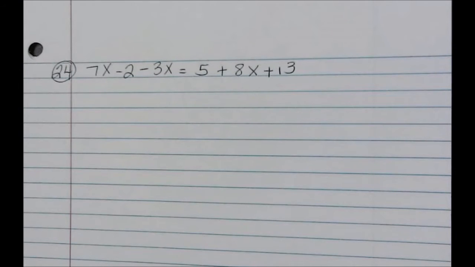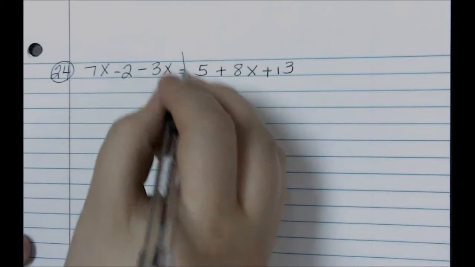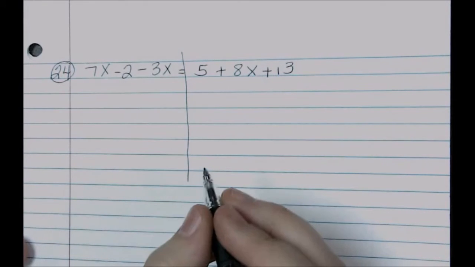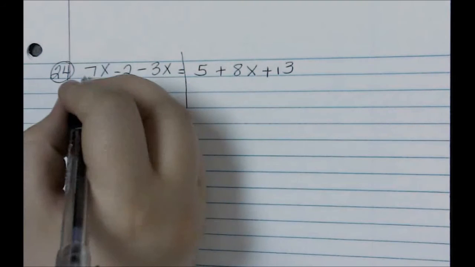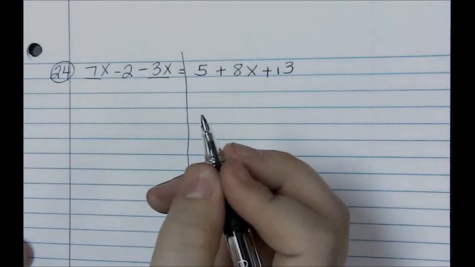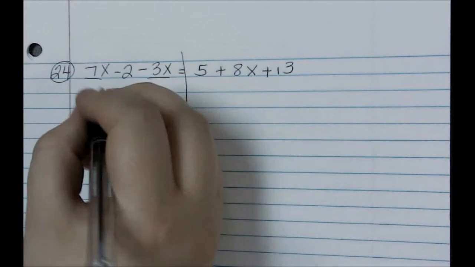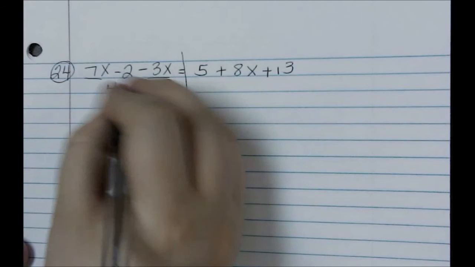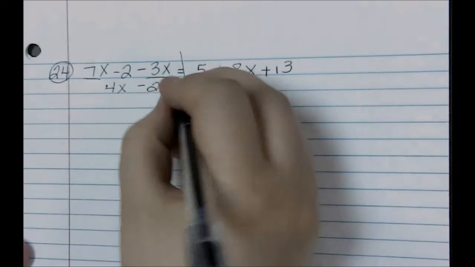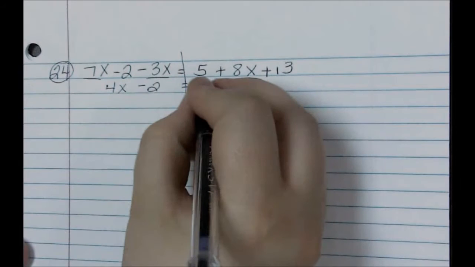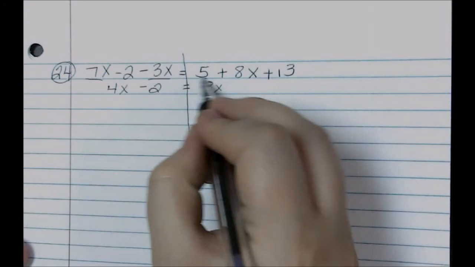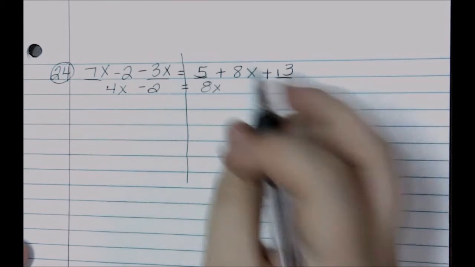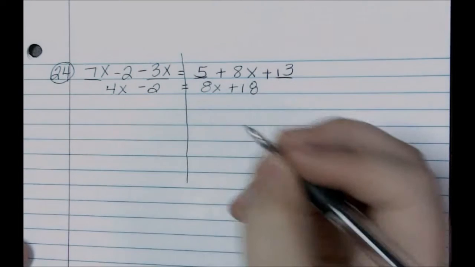So on problem number 24, this one's a little bit more difficult, so I'm going to go ahead and draw our line just to make sure we know where our left side is and where our right side is of our equal sign. So I've got a 7x minus 3x. 7x minus 3x is 4x. This is us combining our like terms. And bring down that negative 2 equals, I'm going to bring down my 8x, and then 5 plus 13, they're like terms, so I'll go ahead and combine them. 5 plus 13 is 18.